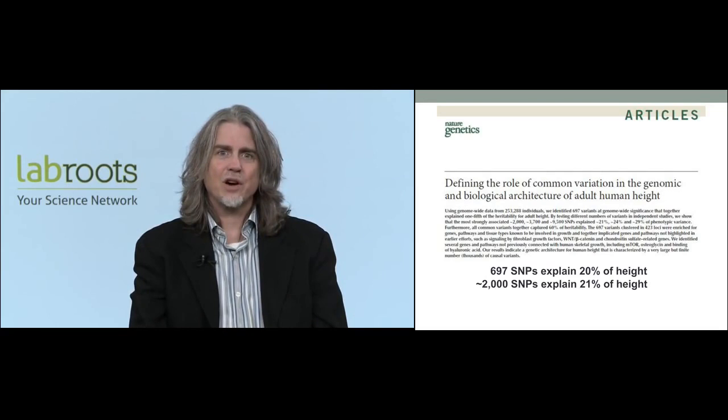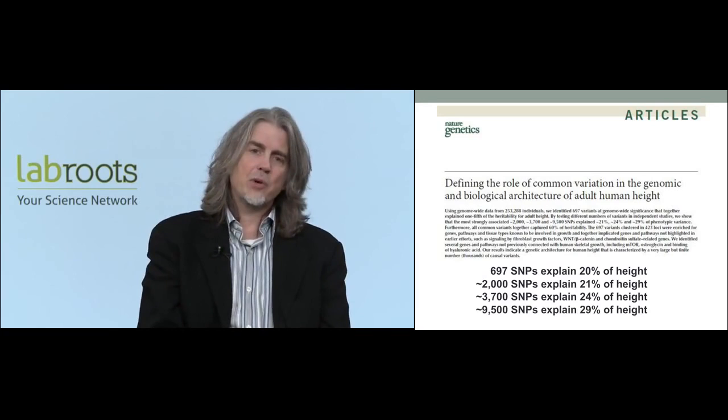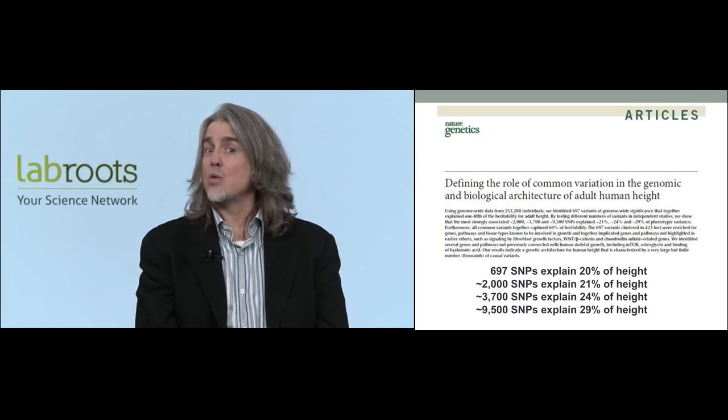To get to 21% of height, you need about 2,000 variants. To get to 24%, you need almost 4,000. To get to 29%, you need almost 10,000, okay? That's a lot of genetic variance to explain something we all recognize as having a heritable component.